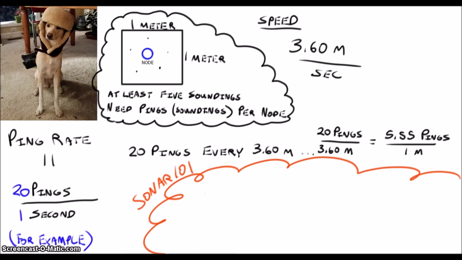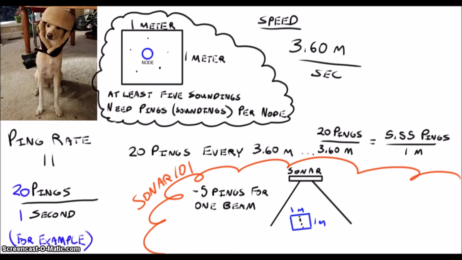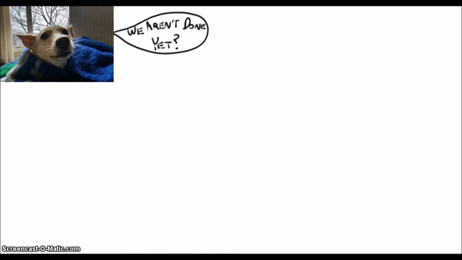But that's just looking at one beam of the sonar. As you might recall from the Sonar 101 videos, a multibeam generates multiple beams, whose width depends on the pulse and the size of the sonar array. If your system has 512 beams, each one of those would generate 5 soundings across your swath every meter we travel along track. So it seems we need to figure out how to calculate beam width and the size of the swath to get a real idea of density.